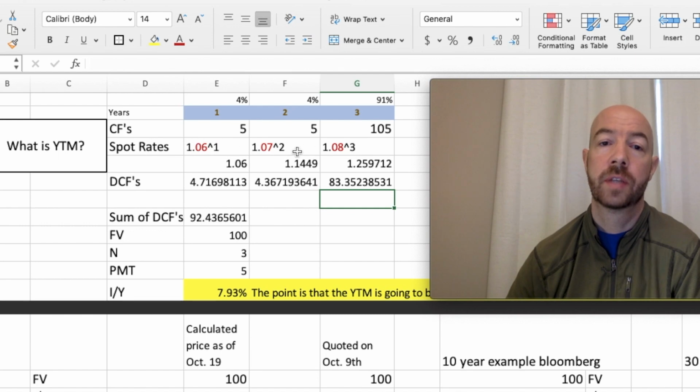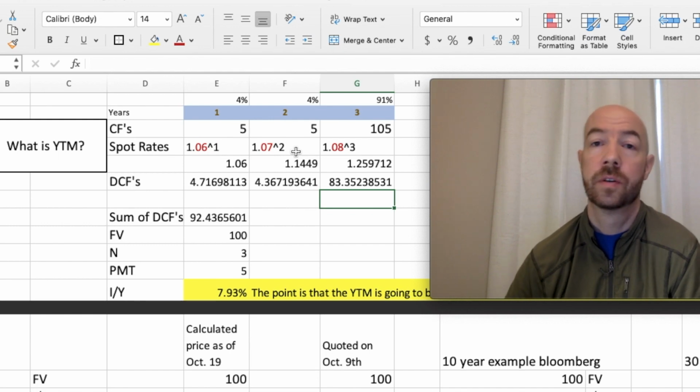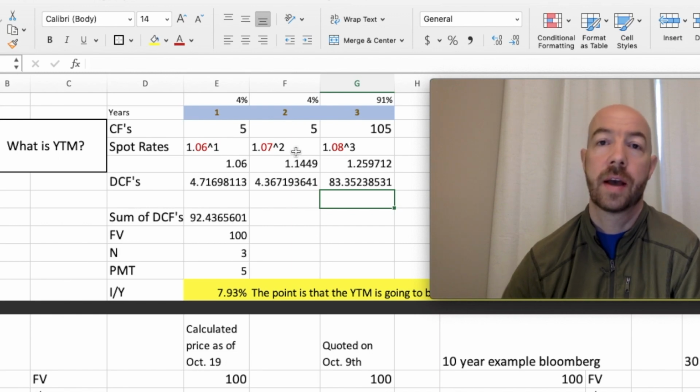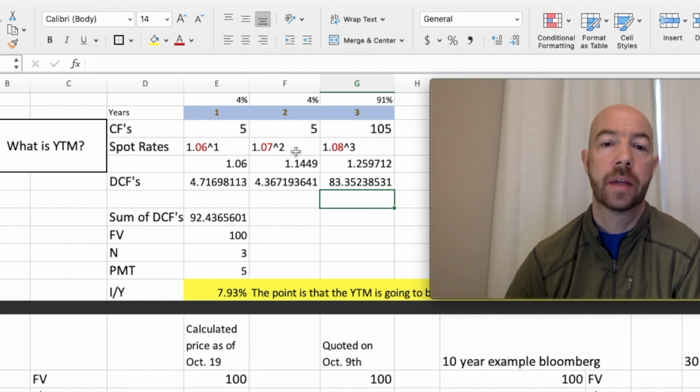Spot rates, you're able to raise them to the appropriate power of the year. You're not able to do that with par rates, and you don't do that with forward rates either. So you've got to know what the difference is, and after this, we'll go from par rates to spot rates, so we can understand how those are calculated. But anyways, now you're going to get the discounted cash flow, right?